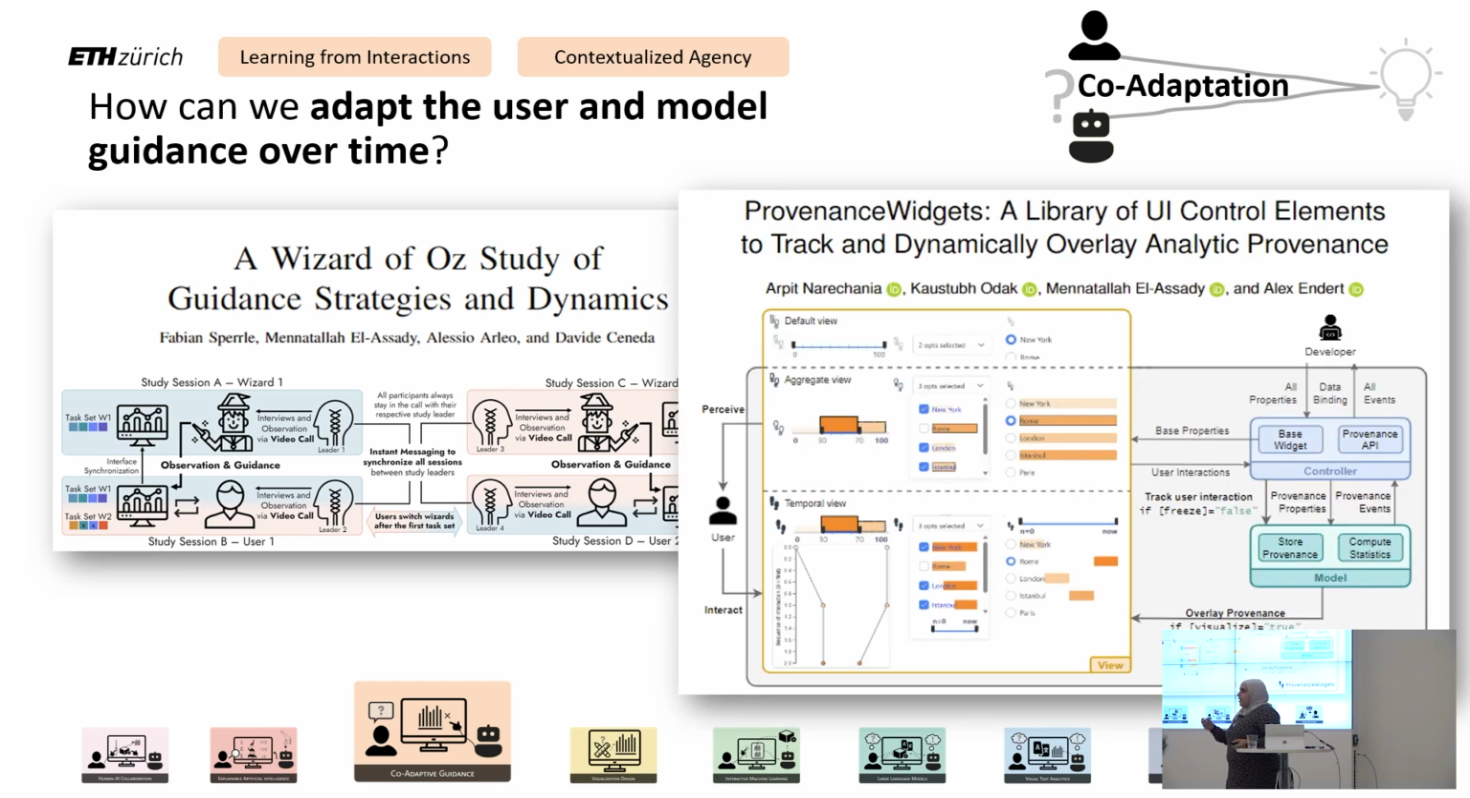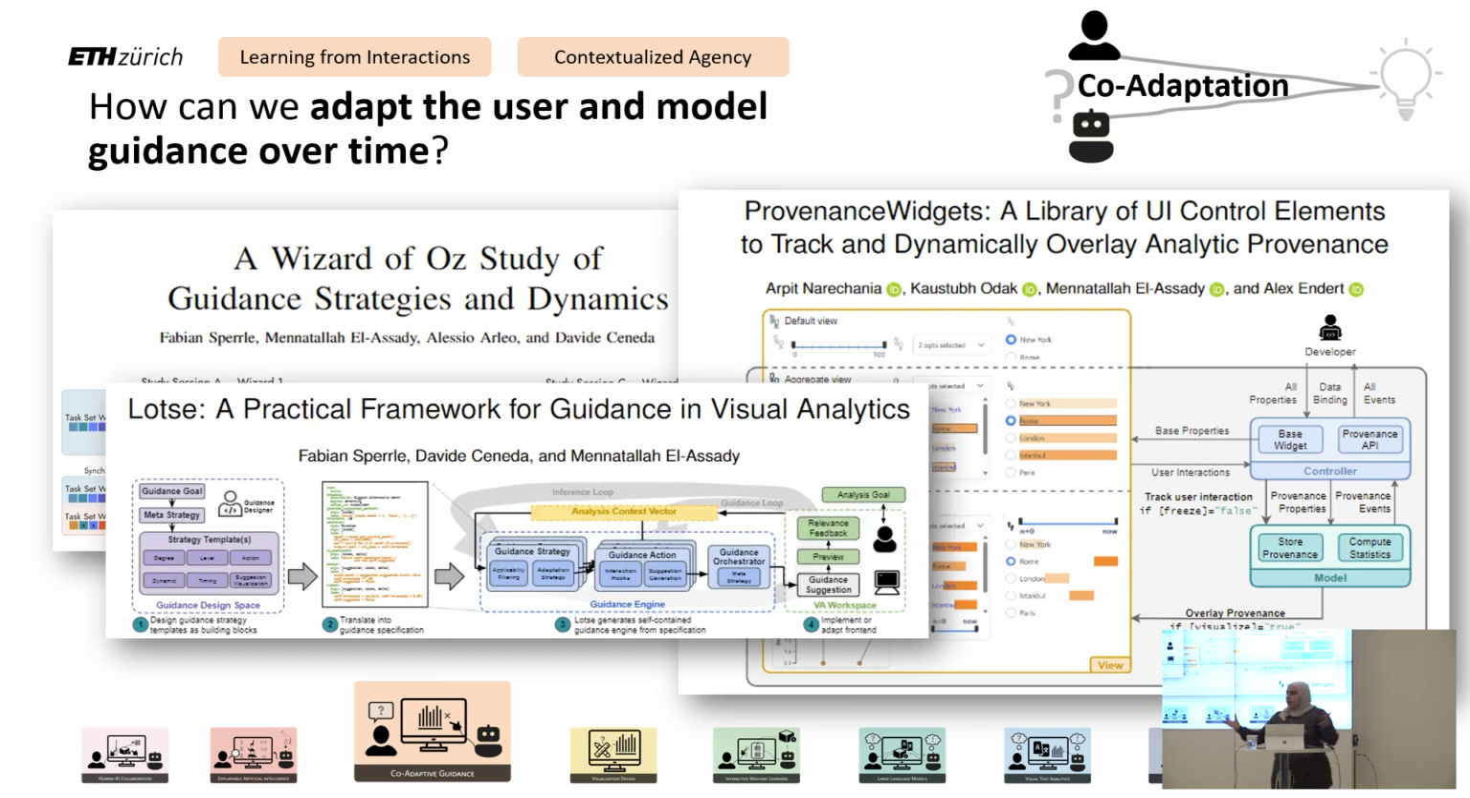We also implement a lot of different modalities in order to capture the provenance data, so the interaction history that users have when they interact with user interfaces, and then combine all of this into guidance engines that allow us to actually implement co-adaptive guidance interfaces with different strategies.